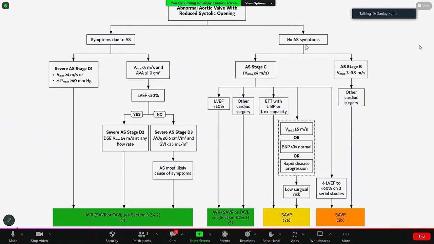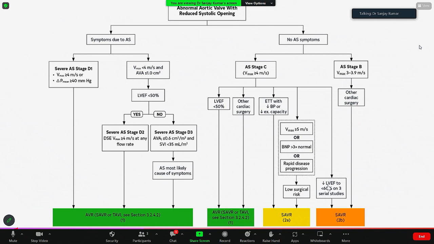Now we are talking about asymptomatic ones. So if they are in stage C, which is a Vmax of more than 4 and an ejection fraction of less than 50, again surgical AVR. If they are getting subjected to any other cardiac surgery, surgical AVR. If the patient has exercise tolerance, ETT with decreased blood pressure or decreased exercise capacity, in that case surgical AVR is considered with a class 2A indication. If Vmax is 4 or if the BNP is raised 3 times, if the patient has a rapid disease progression and the patient is low surgical risk, surgical AVR.